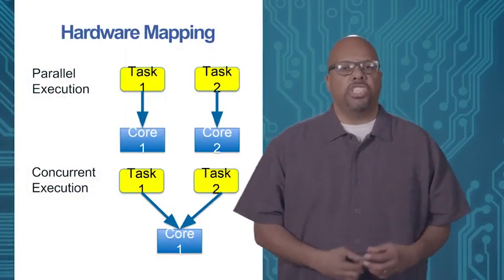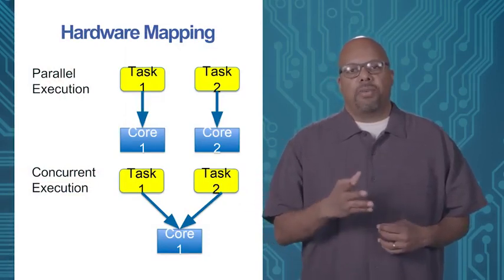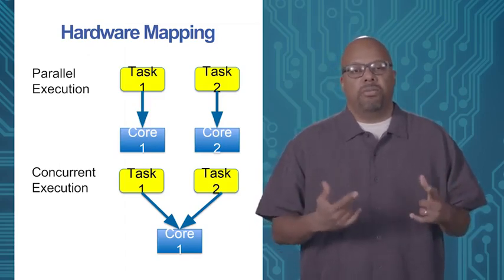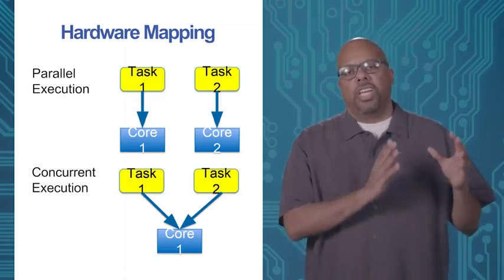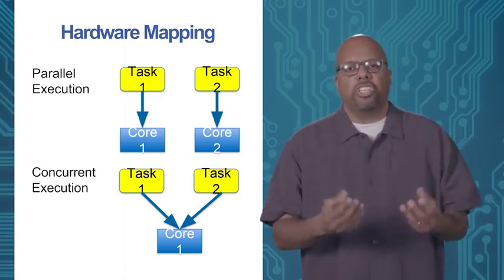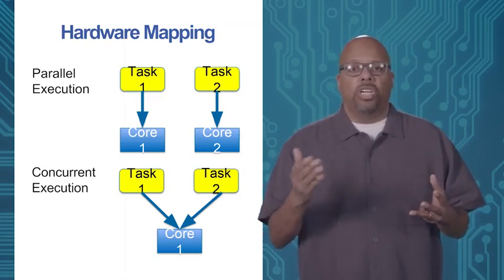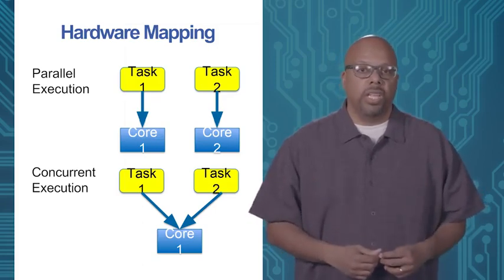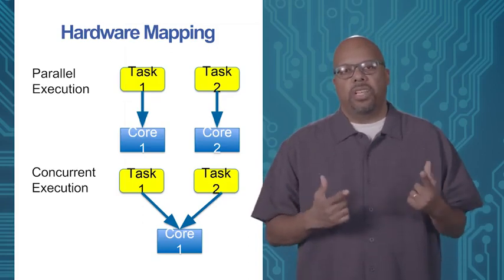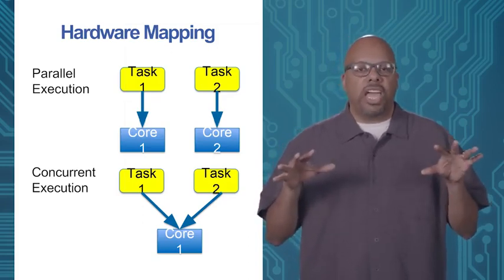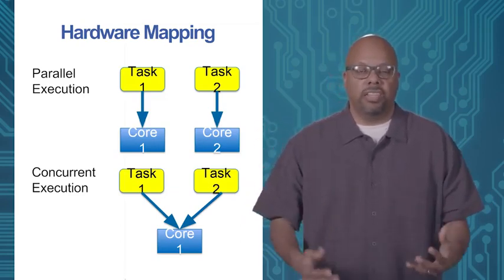Now what I'm showing here is a picture of that hardware mapping concept I was talking about. At the top, I'm showing what parallel execution might look like. At the bottom, I'm showing what concurrent execution might look like. Look at the parallel execution first: you've got task 1 and task 2, which you can imagine as blocks of code written in whatever language, Go or whatever it is. At the bottom, you've got core 1 and core 2, the 2 cores in a 2-core system. This hardware mapping is the task of saying this task runs on this core. With parallel execution, I map these 2 tasks to 2 different cores, task 1 on core 1, task 2 on core 2, so they can execute in parallel at the same time.